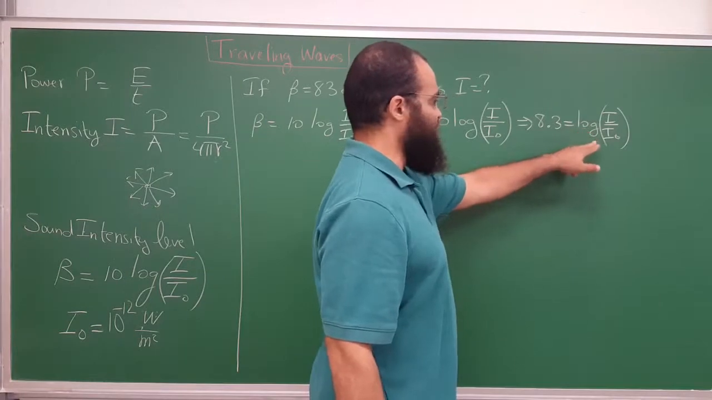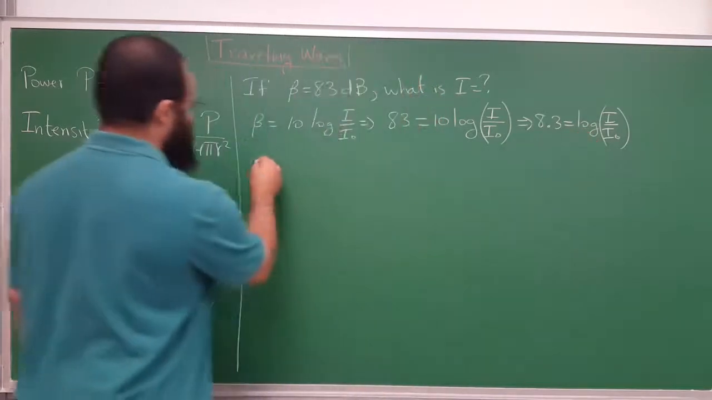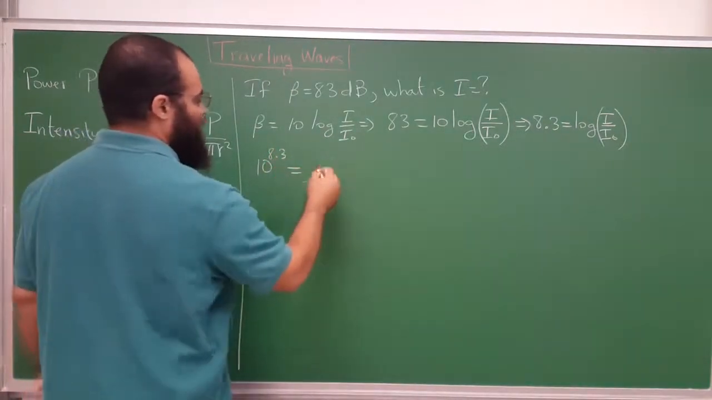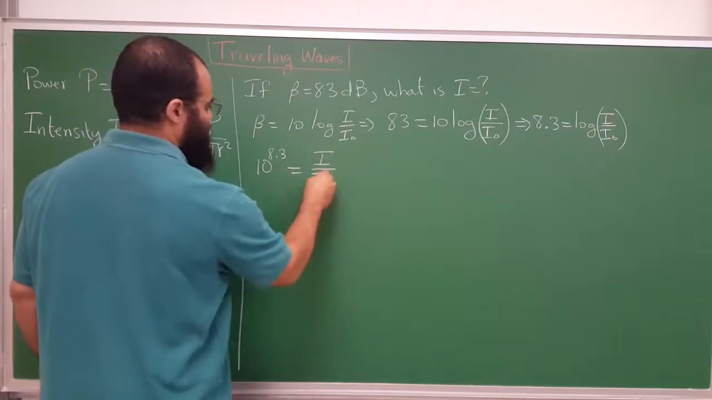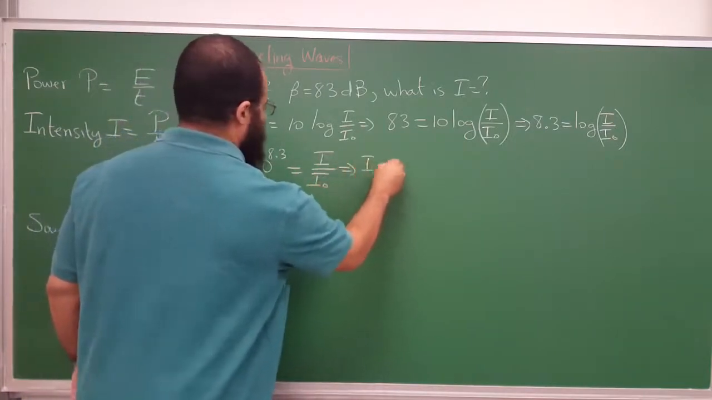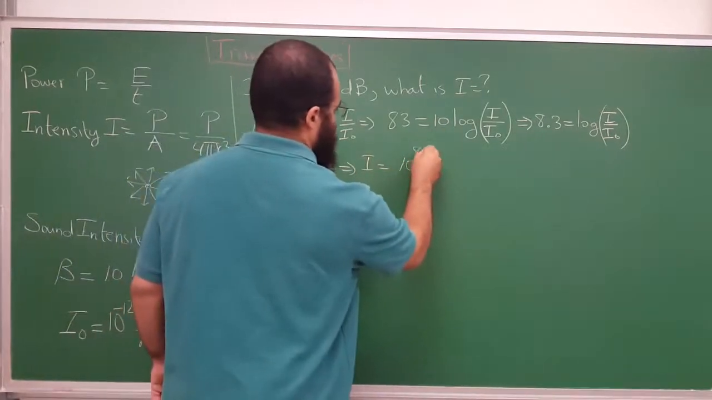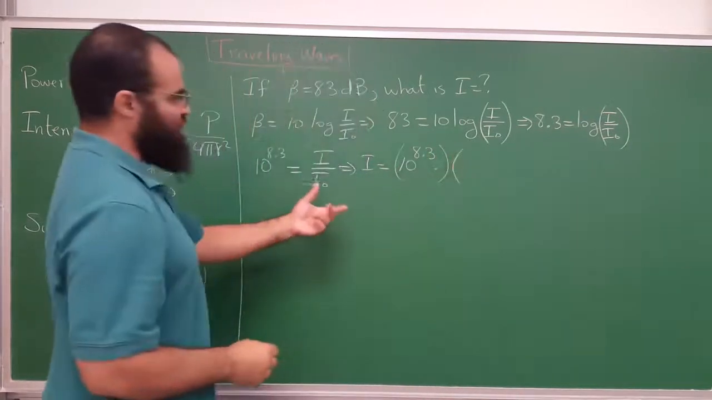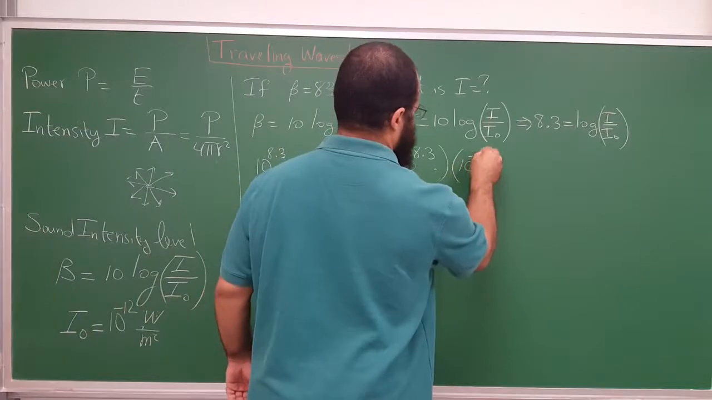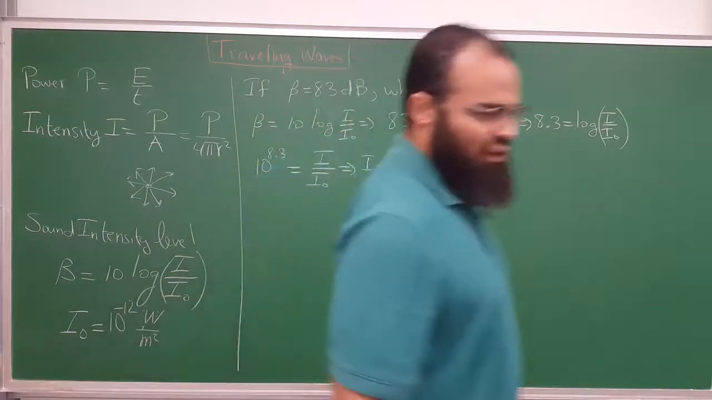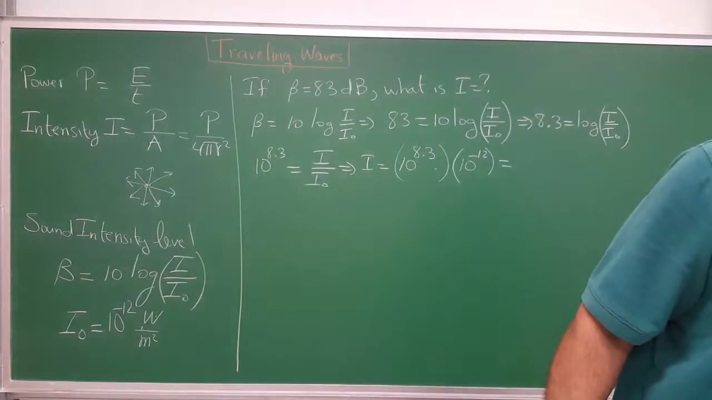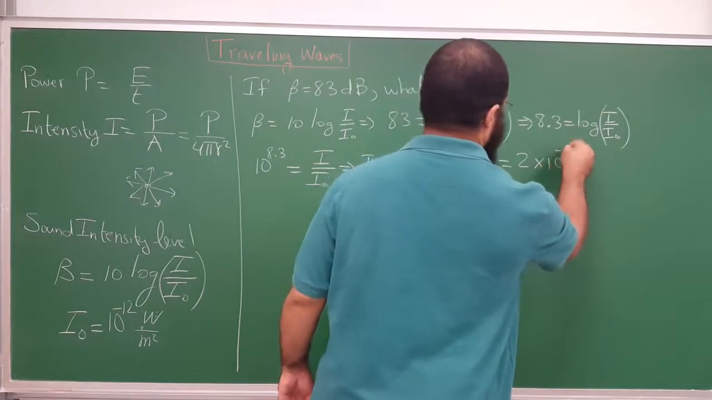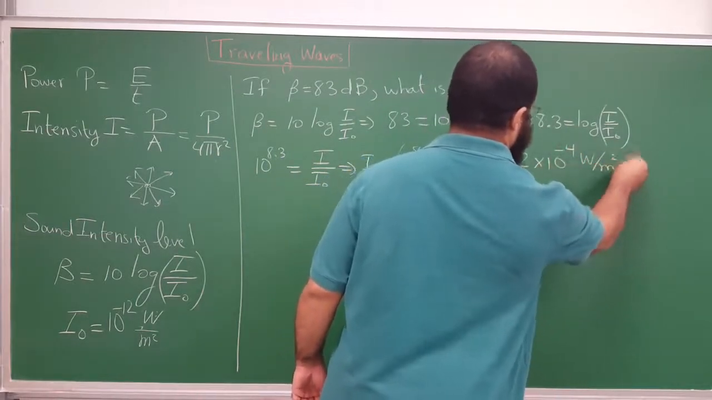So the inverse of this log base 10 will be 10 to both sides. So 10 to the 8.3 will equal 10 to the log, which will go away, and you just get I over I0. Therefore I will be 10 to the power 8.3 times I0, but I0 is 10 to the minus 12. So you solve for I. Let me just look it up here. It's approximately 2 times 10 to the minus 4 watts per square meter.